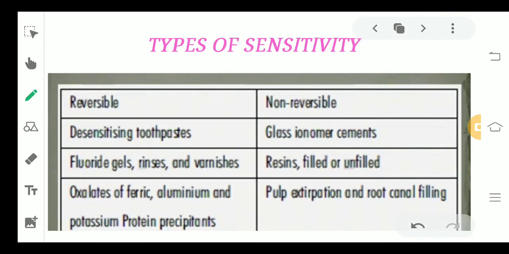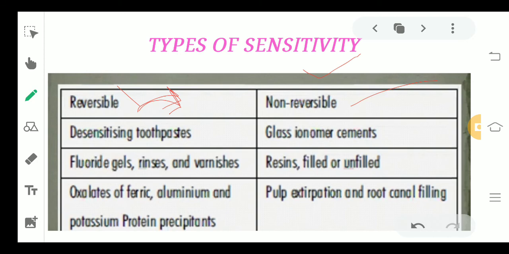Now coming to the types of sensitivity. The types of sensitivity can be reversible or non-reversible. Reversible is whenever the pain can be reversed back to a normal condition. For example, a patient comes to you and tells you, I have this pain in my tooth. Now you have to find out whether it is reversible or irreversible.